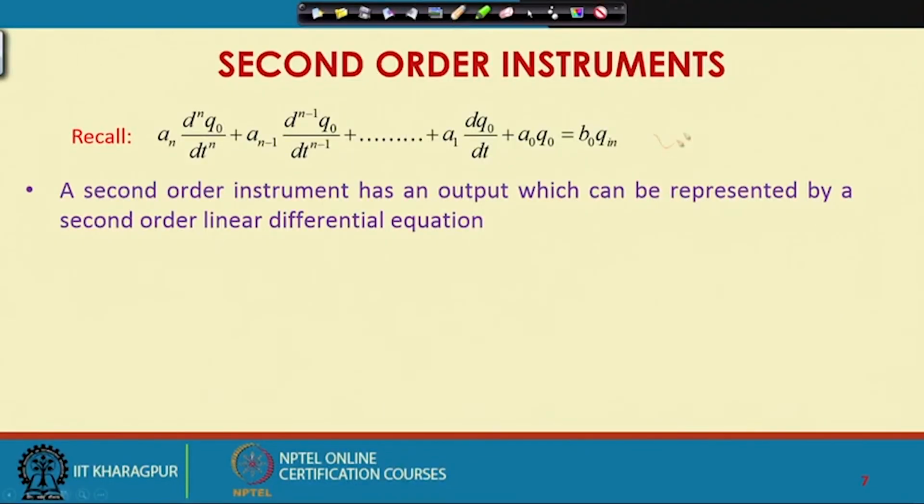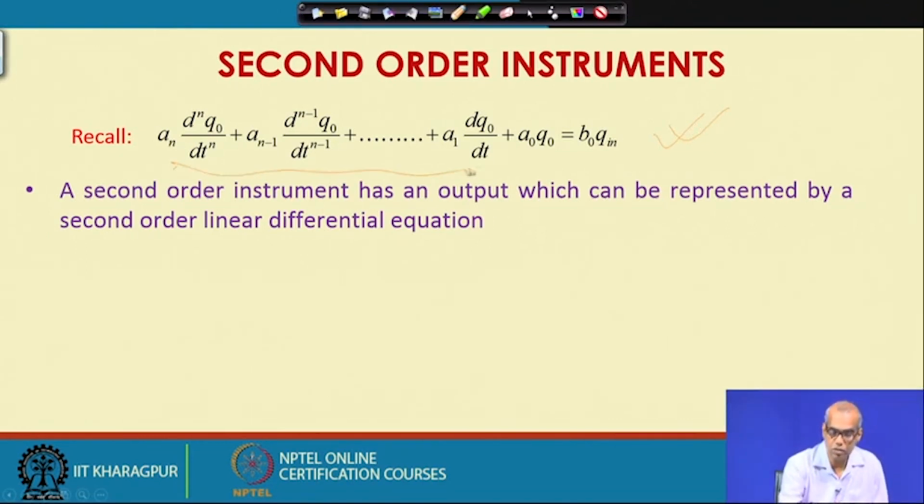So, let us look at the nth order ordinary differential equation that we have talked about previously, that represents an nth order instrument. So, recall this: an nth order ordinary differential equation with constant coefficients represents the variation of output with respect to time, and on the right hand side I have the input function. A second order instrument has an output which can be represented by a second order linear ordinary differential equation.